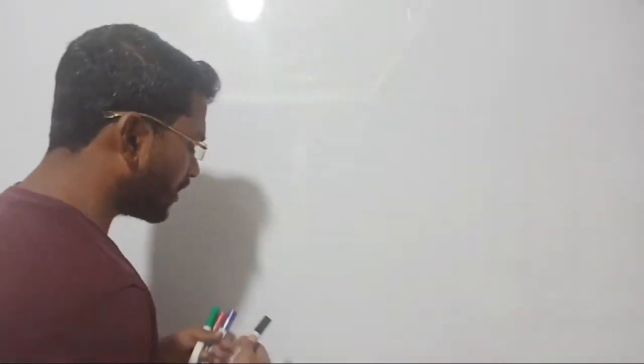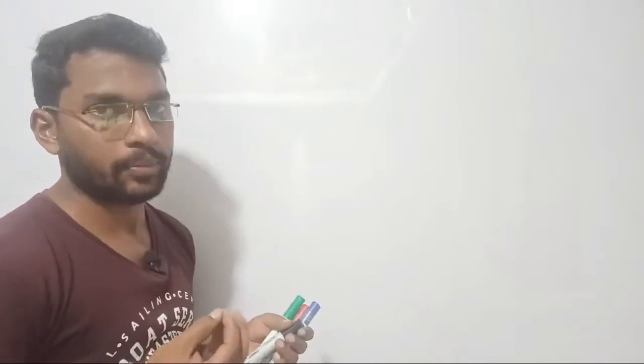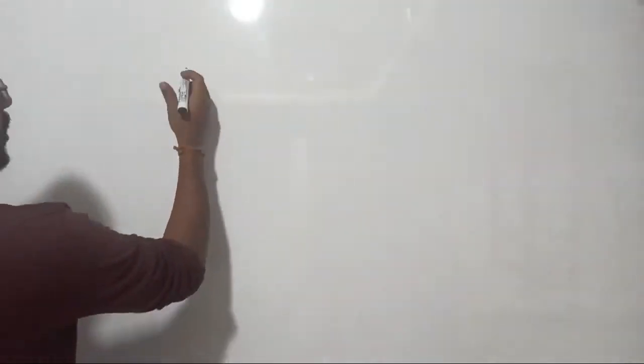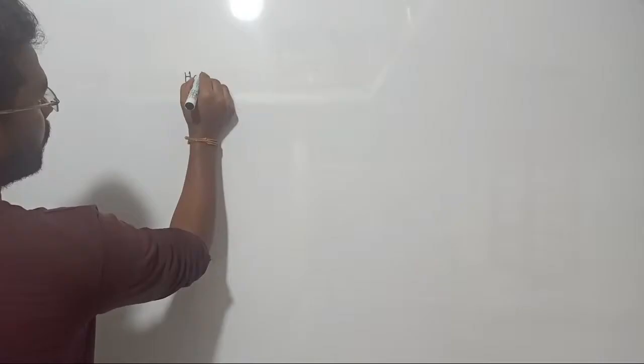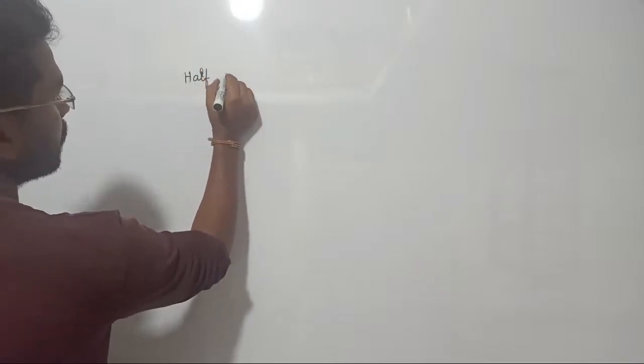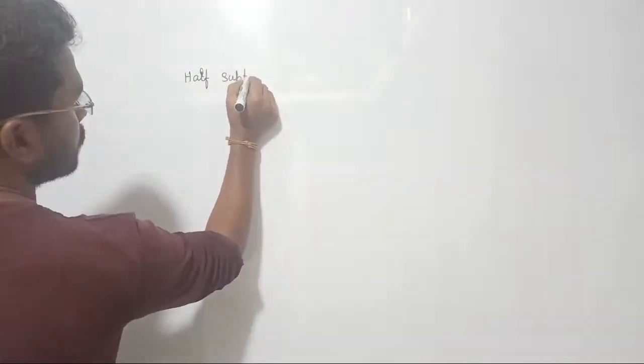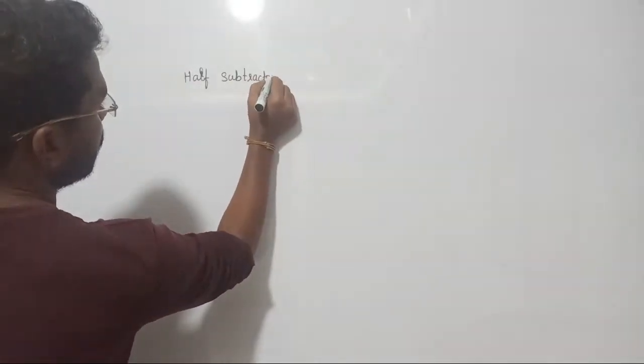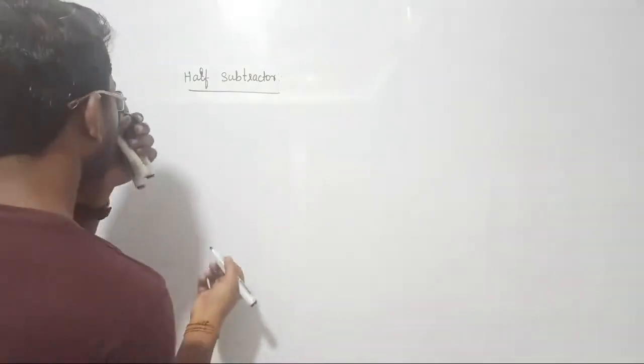Fine. Let's start our journey with the second type of arithmetic operation, which is simply called subtraction. For that, I'm going to design the first circuit, called the half subtractor. Let's go ahead with the half subtractor. So let us start our journey with the half subtractor. With the half subtractor, what are we going to do?